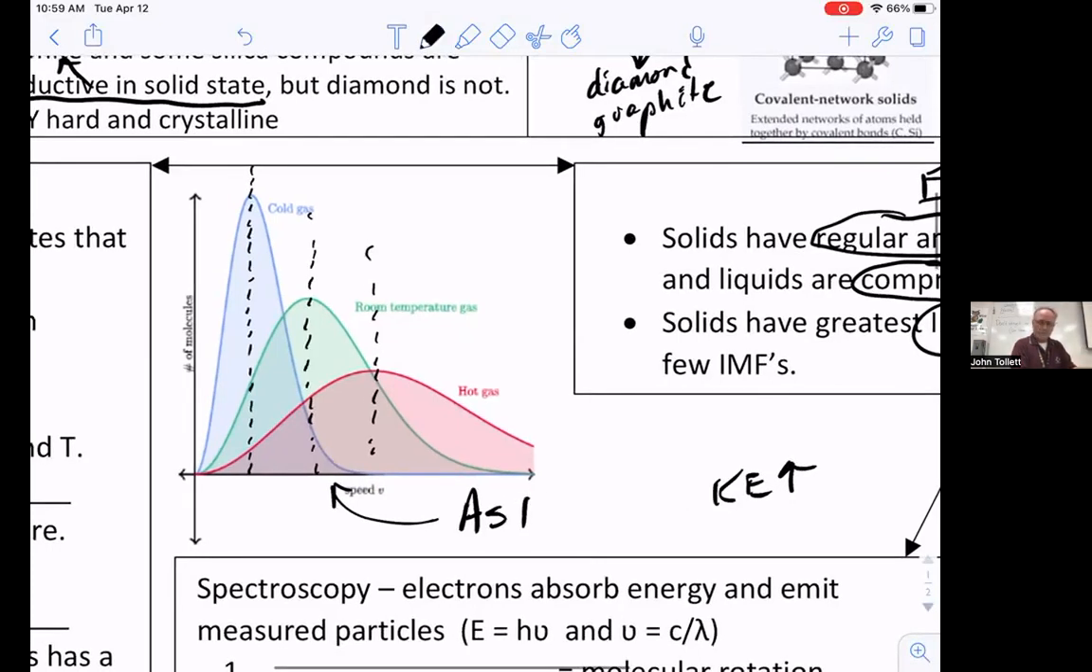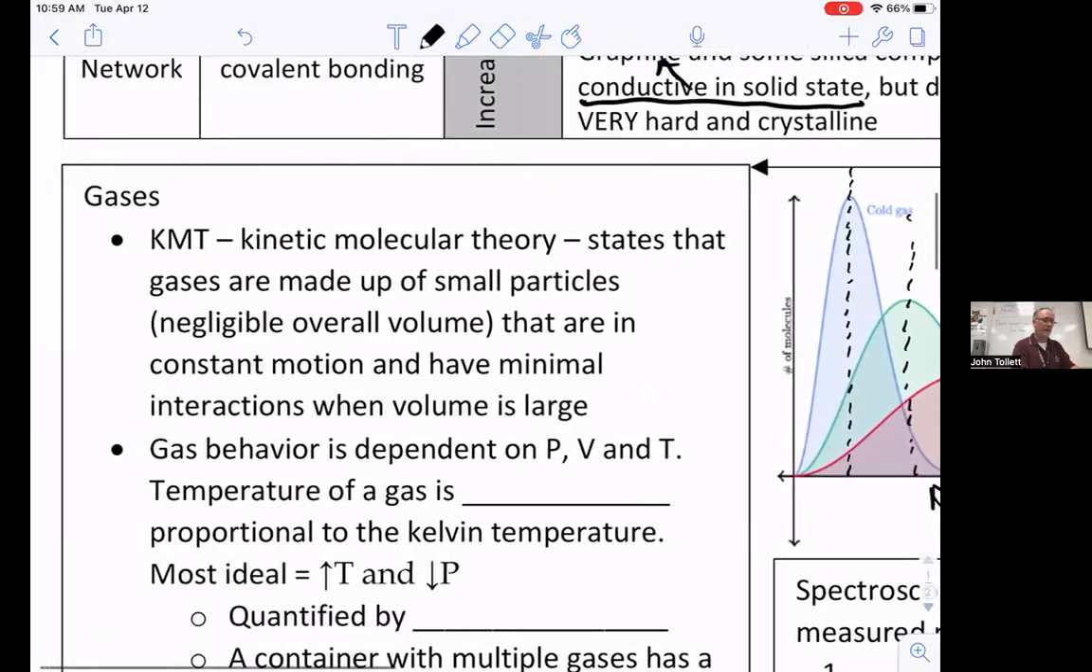So as my temperature is going up, my kinetic energy is also going to go up. And that's what they're demonstrating here. It doesn't mean that all of the molecules are going to have that happen to them, but the average of them is going to have that happen as well.